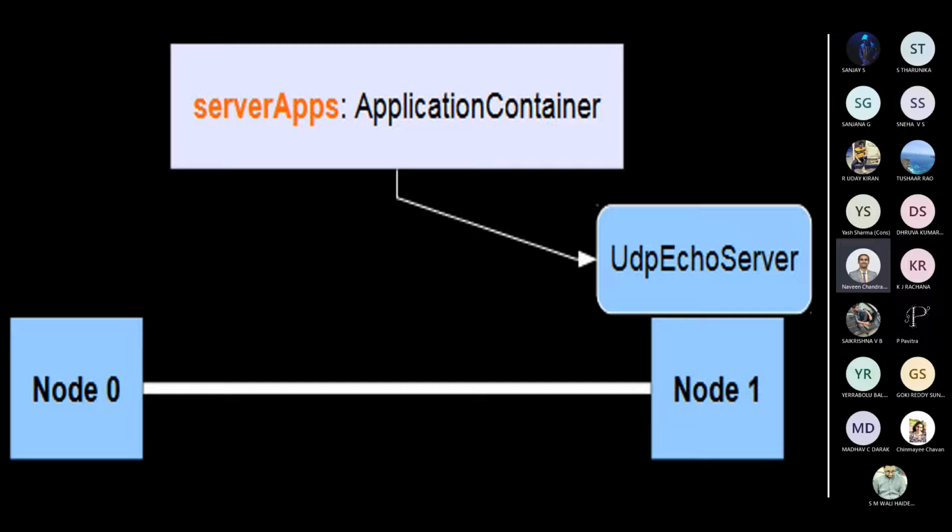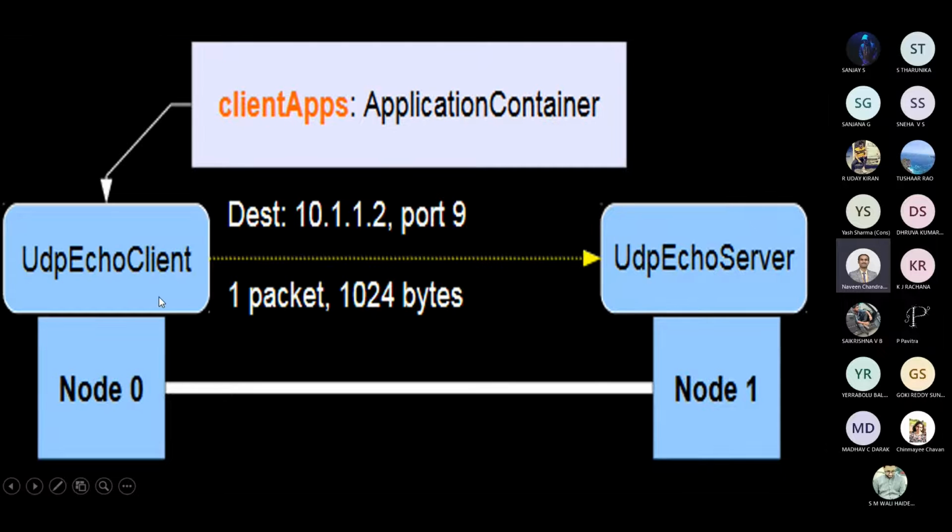So once the server is defined at node 1 by using an application container, and the protocol you are imposing is UDP, then define the client also by using the same application container. Now it is a UDP echo client instead of a UDP echo server, which we are imposing on node 0. So now node 0 has become the client, and node 1 has become the server.